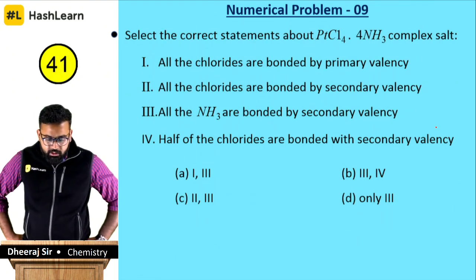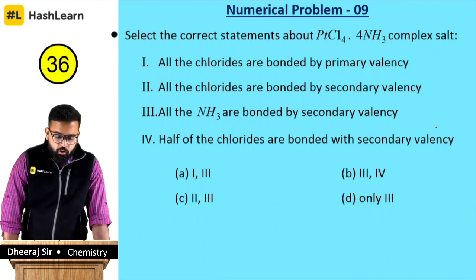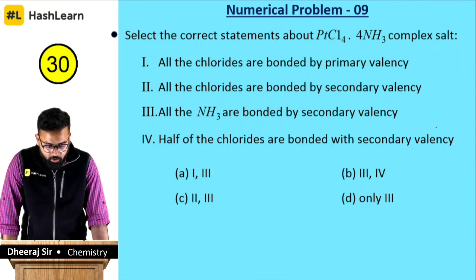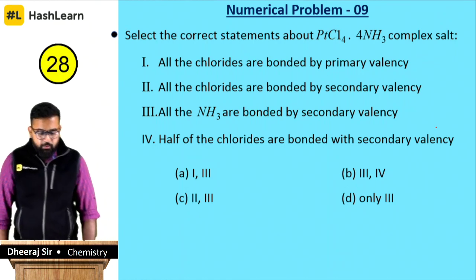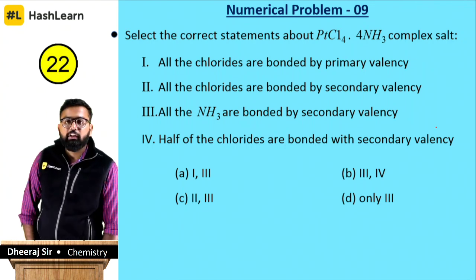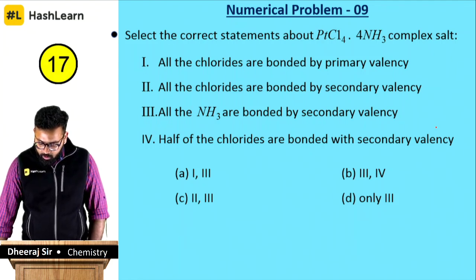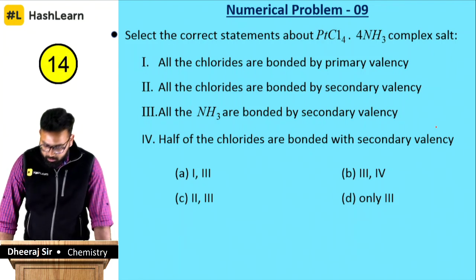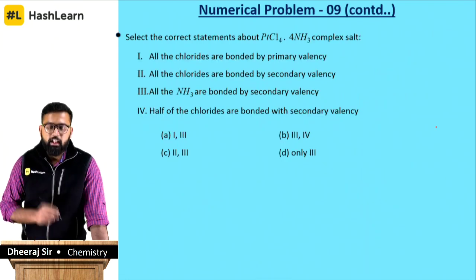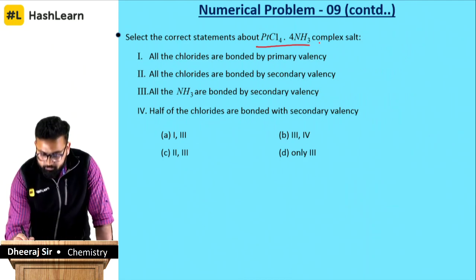Select the correct statements about the PtCl4·4NH3 complex salt. All the chlorides are bonded by primary valencies. All the chlorides are bonded by secondary valencies. All the NH3 are bonded by secondary valency. Half of the chlorides are bonded with secondary valency. Which one do you think is the right answer? It should not take us too much time. It should be a simple question to answer. PtCl4·4NH3. So just think. Like I said, it shouldn't take you 45 seconds as well. What should it be?